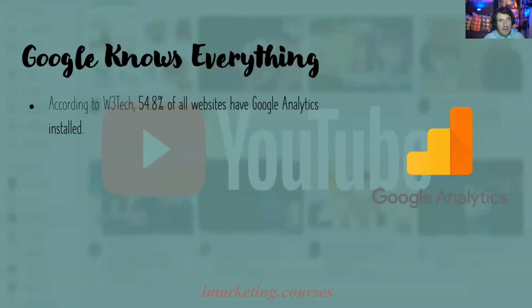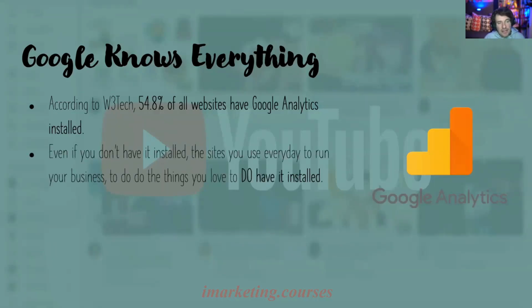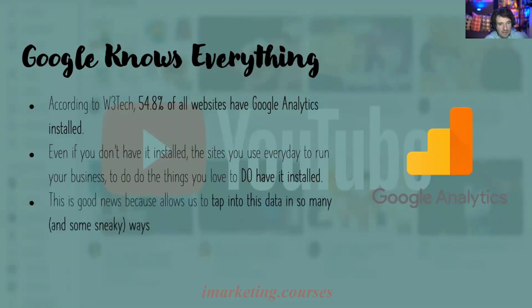So Google knows everything. According to W3 Tech, 54.8% of all websites have Google Analytics installed. Even if you don't have it installed on your own site, you use it every day to run your business, to do the things you love. The sites you visit every day and the sites you use every day do have it installed. So if you use ClickFunnels or Kartra or Kajabi, or you use WordPress, all those big conglomerates do have analytics installed. And this means that Google knows everything.